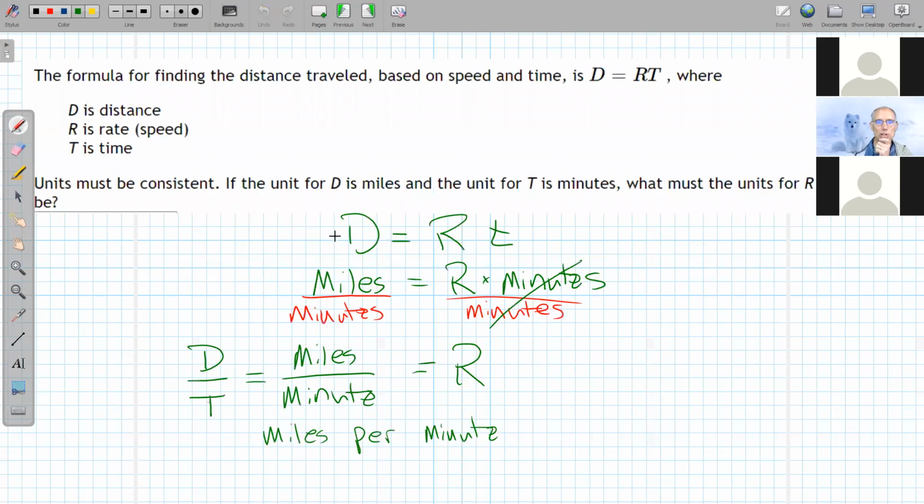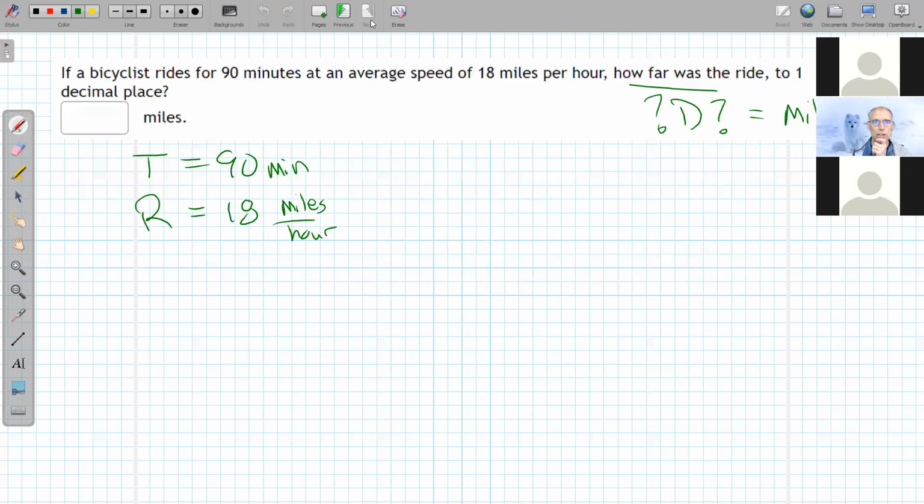And our work on the previous page told us that D should be in miles, T should be in minutes, and R should be in miles per minute. Does my information match that? And the answer is no. Right here, I have hours, but should be minutes. So I'm gonna have to do a conversion. So I have to change hours to minutes in the miles per minute. So the way we do that is we write down the given information. In this case, I'm gonna write it as a fraction, 18 miles over 1 hour.